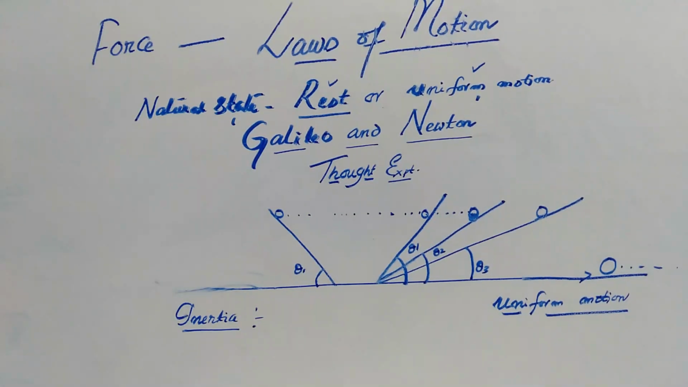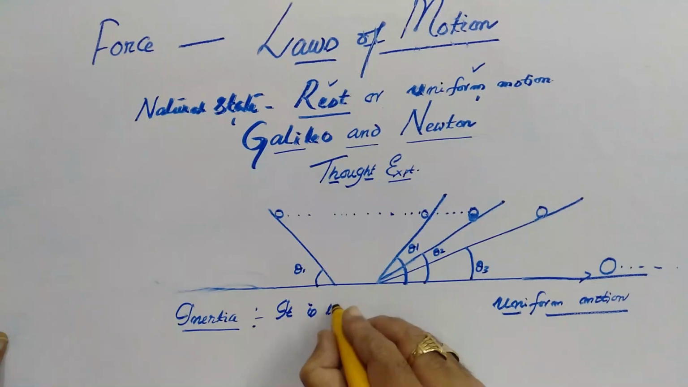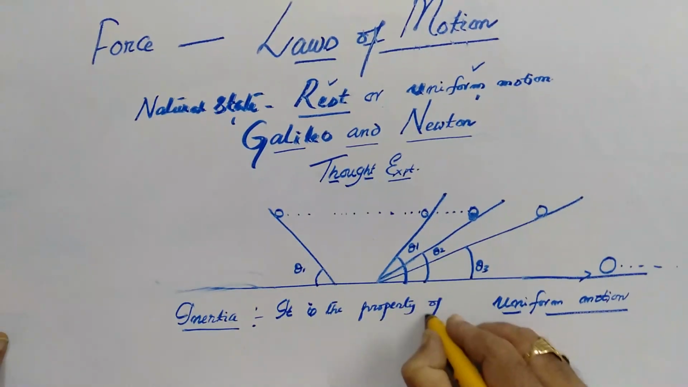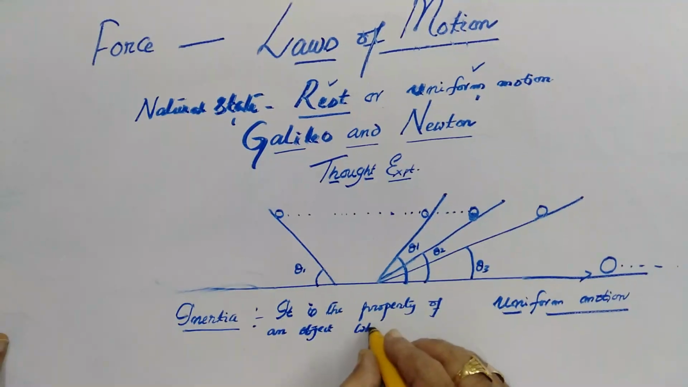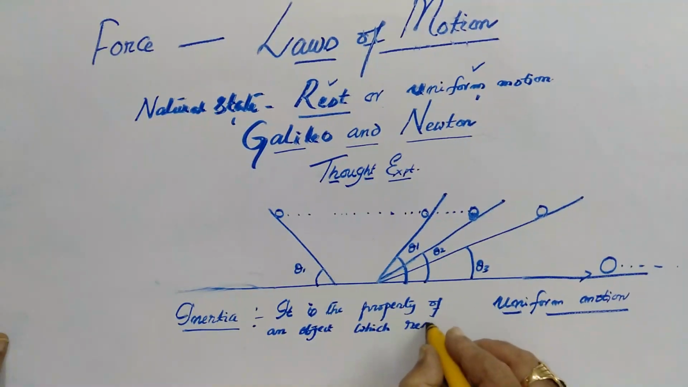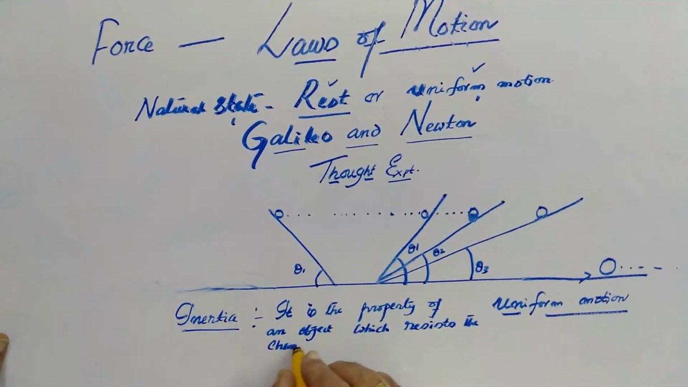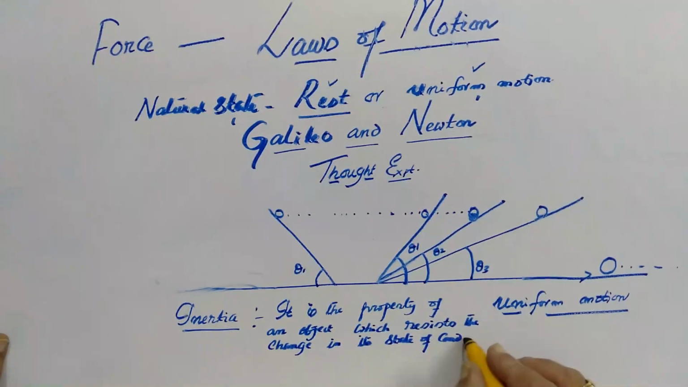Now, what is inertia? Inertia is the property of any object which resists any change in its state of condition.